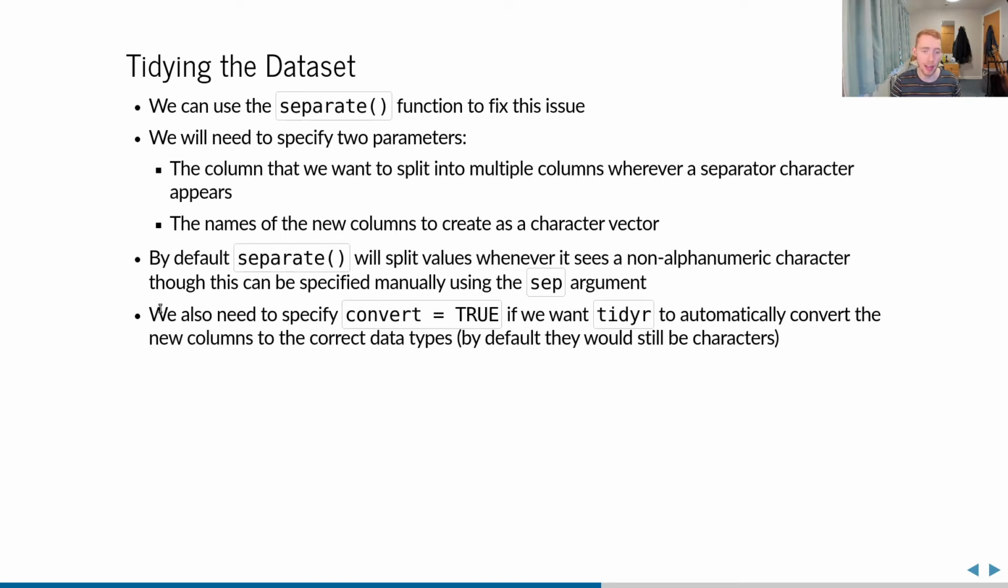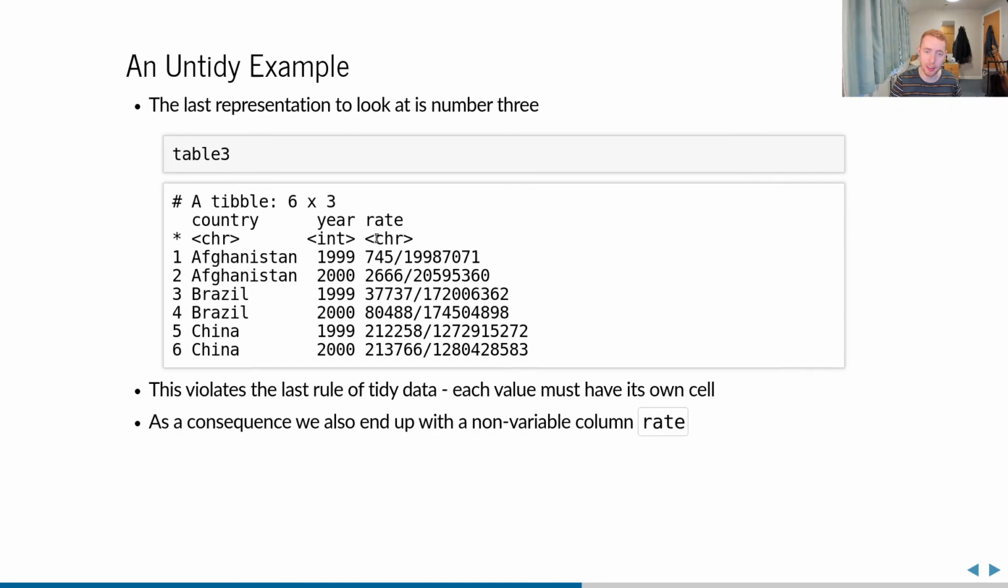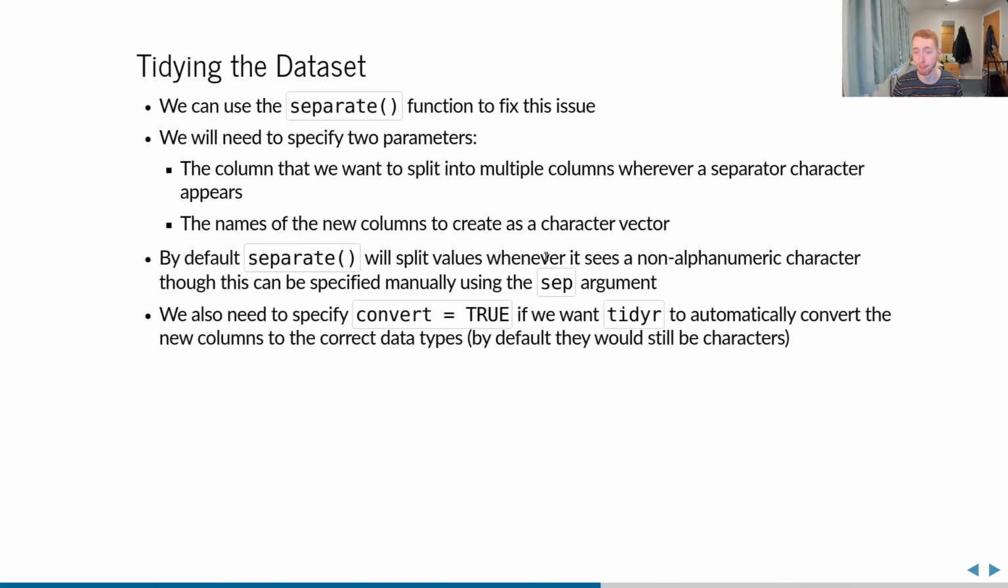We also will likely want to specify convert equals true, and that will let tidyr automatically convert the new columns to their correct types. As we can see here, it's being stored as characters, as text data, because we have a slash in it. And for that reason, if we separated these, we'd get characters back. Convert will use a heuristic to look at them and guess what the correct type is, and then convert them into that type.